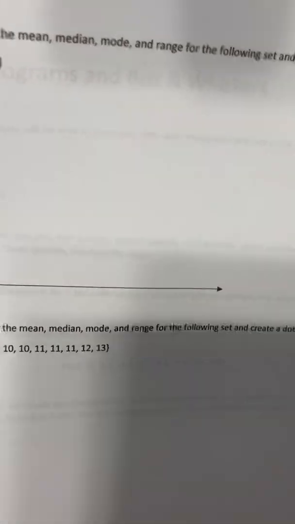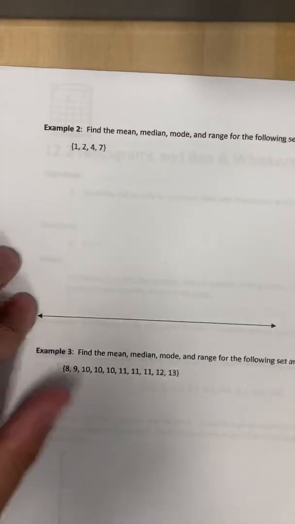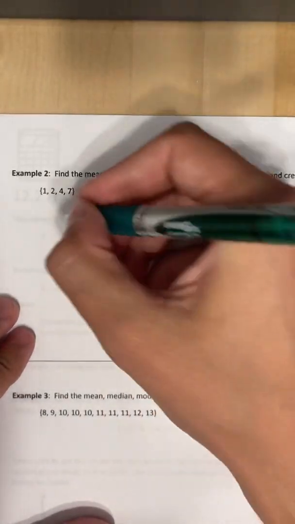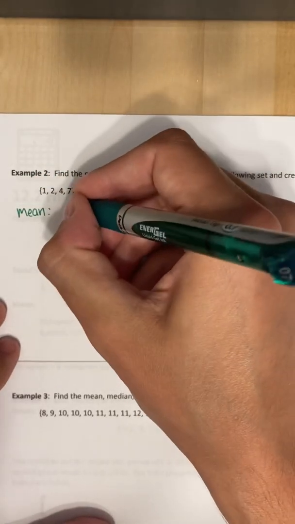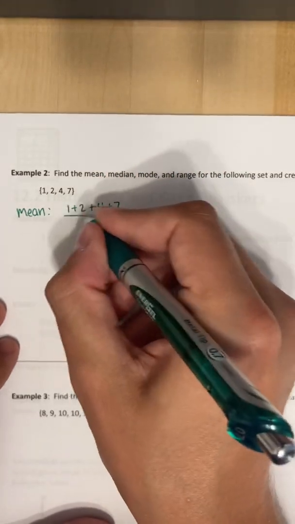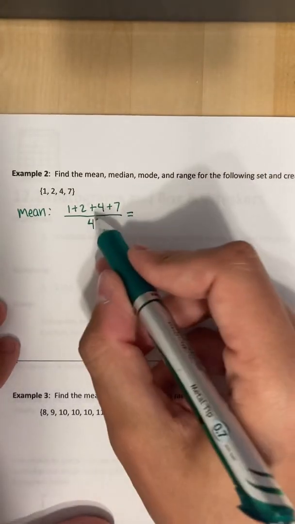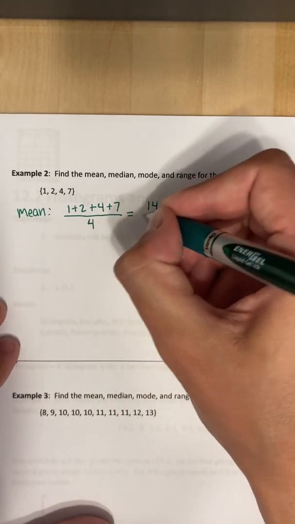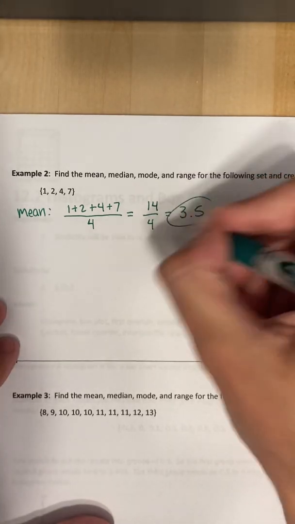Let's take a look at the second example. A little bit smaller of a set. Let's find the mean. So I'll have to add up 1 plus 2 plus 4 plus 7, and I'm going to divide by 4. When you do this, 1 and 2 is 3, and 4 is 7, so you get 14 divided by 4, which is 3.5. That's the mean.